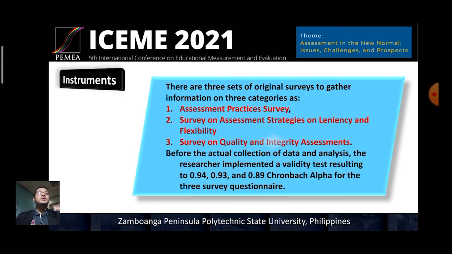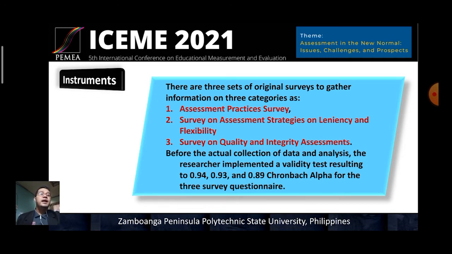Three instruments were used for this study. There are three sets of original surveys to gather information on these three categories. Number 1, we have Assessment Practices Survey. Number 2, Survey on Assessment Strategies on Leniency and Flexibility. And lastly, we have Survey on Quality and Integrity Assessments.